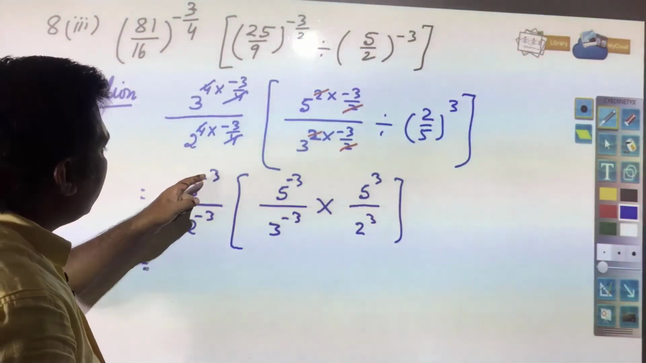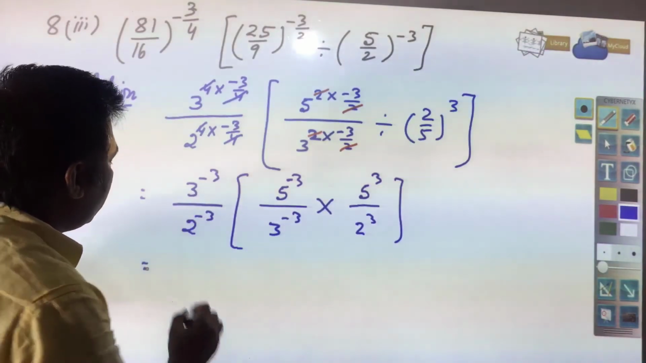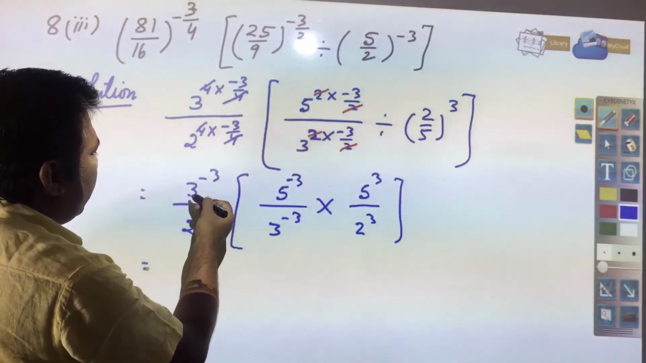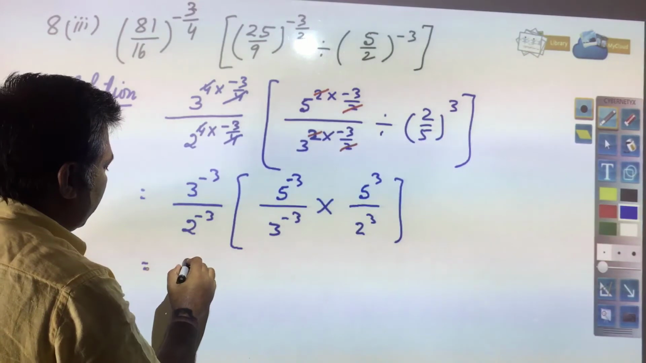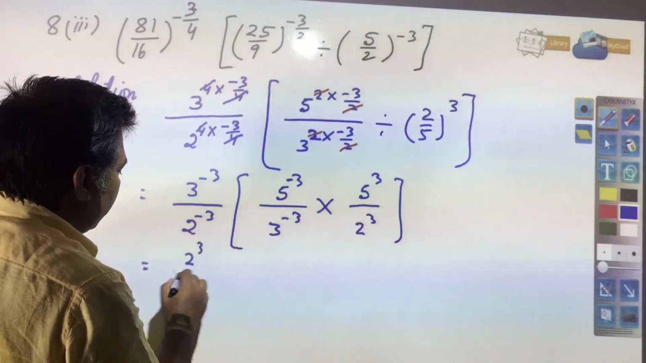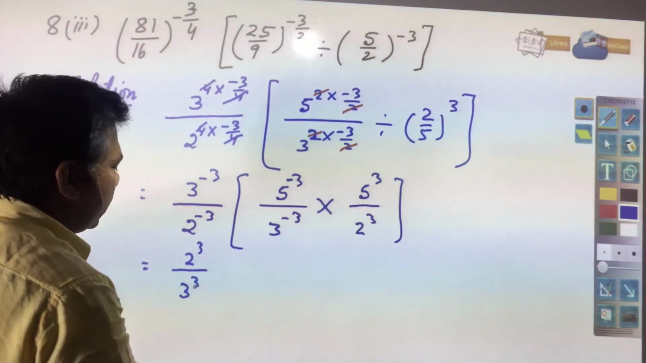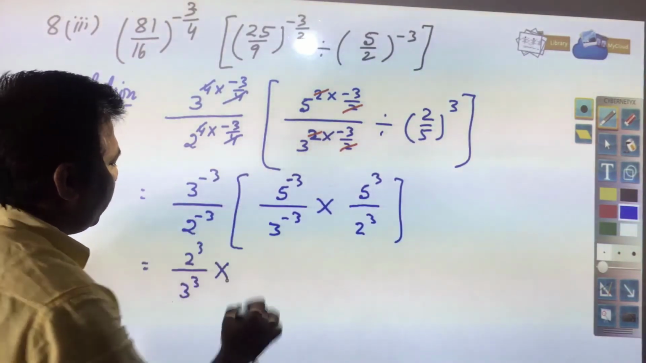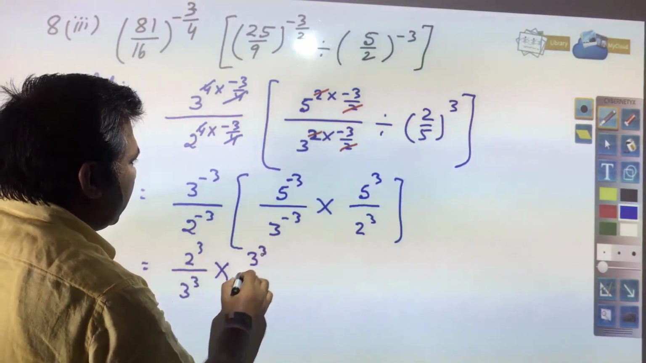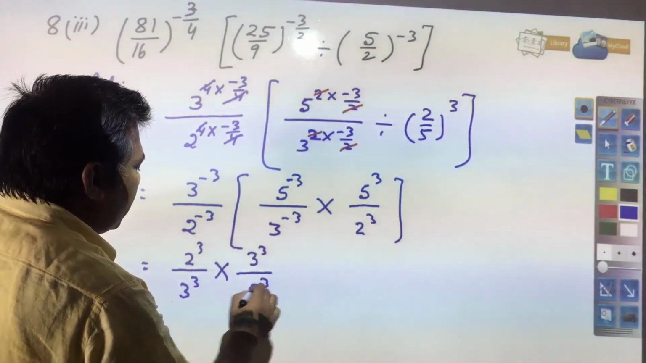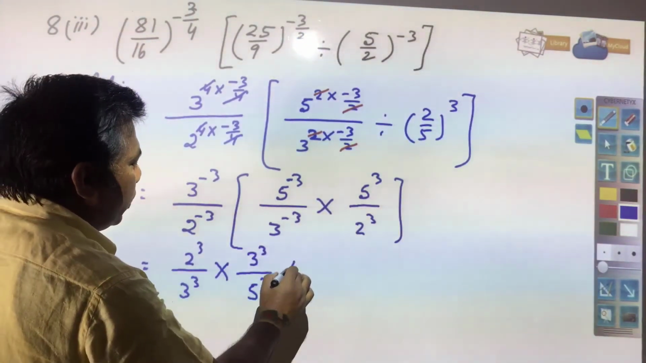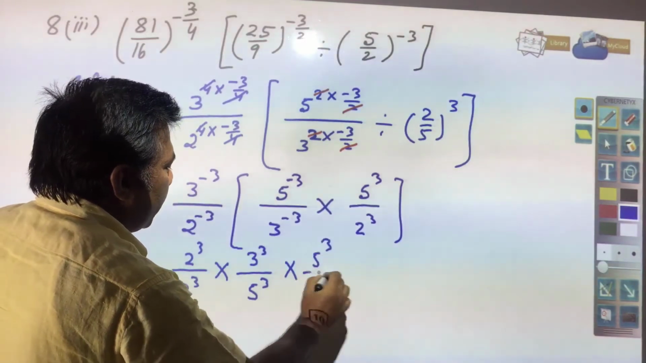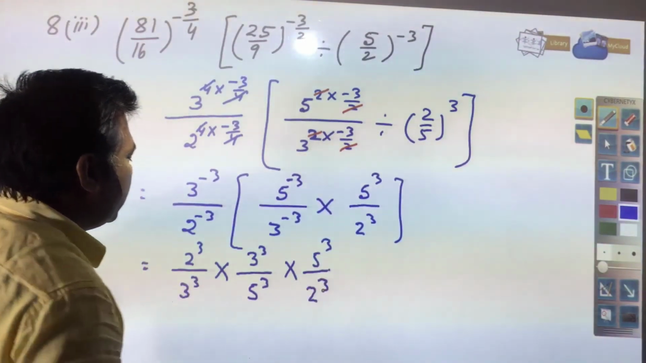3 to the power minus 3 and 2 to the power minus 3 you have. So, if you are making this positive, it will become 2 to the power 3 divided by 3 to the power 3 into, again if you are making this positive, it will be 3 to the power 3 divided by 5 to the power 3 and into 5 to the power 3 divided by 2 to the power 3.